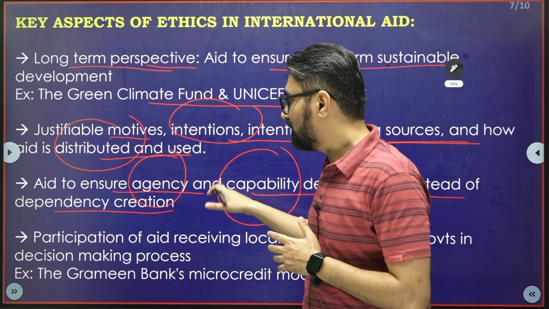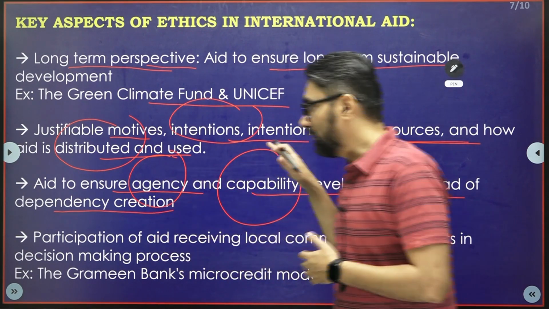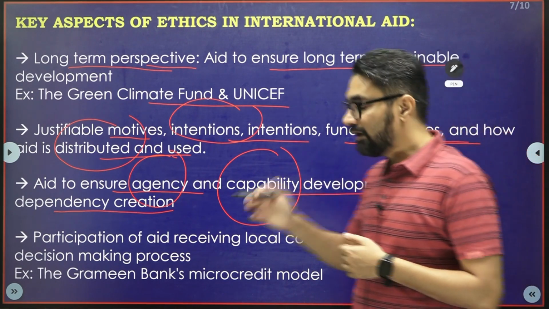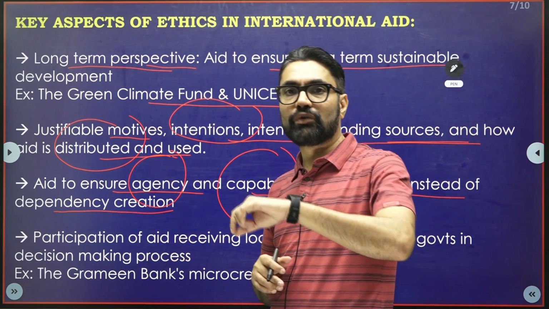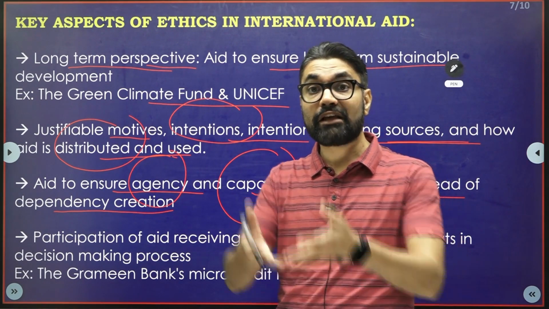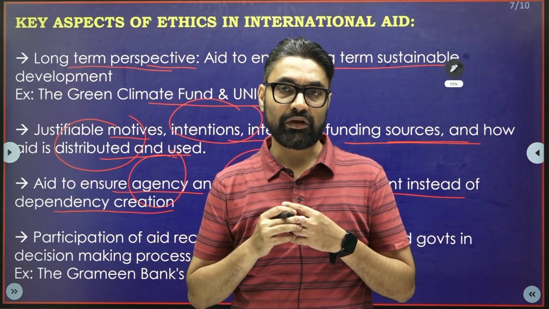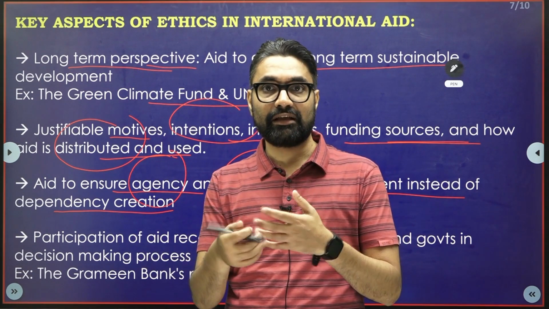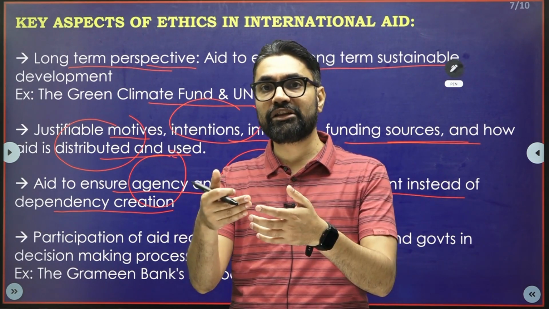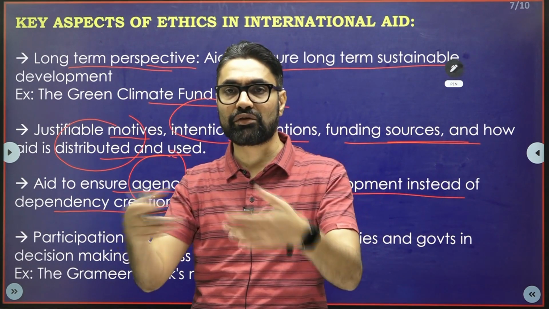Okay, so aid should not create dependency of any form. Rather, international aid should ensure development of agency capability and make these people self-reliant. While giving aid, you need to ensure that the opinion and feedback of the people to whom you are giving aid is considered, or that they are made participants in the decision-making process. By debating and discussing with them, we can understand who needs more aid, who needs less, and how these people can effectively use whatever aid is being given to get better outcomes and results.